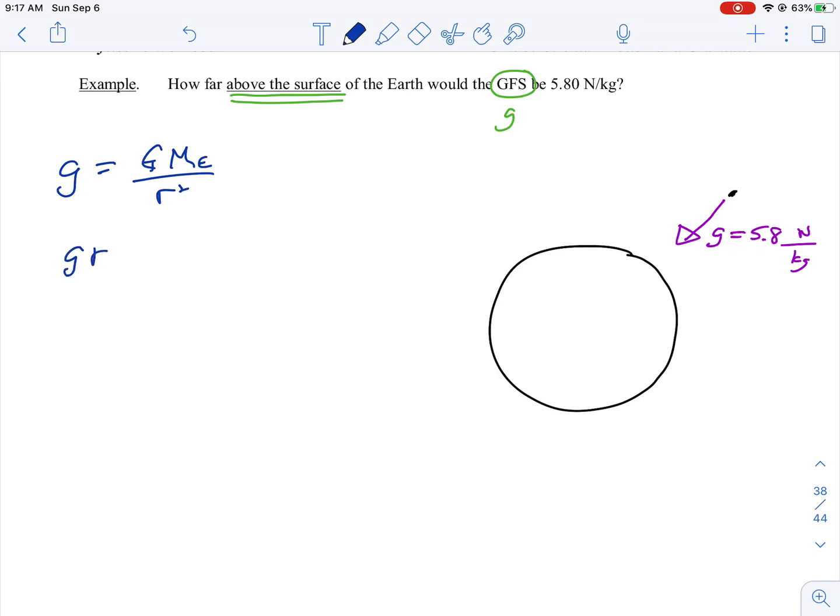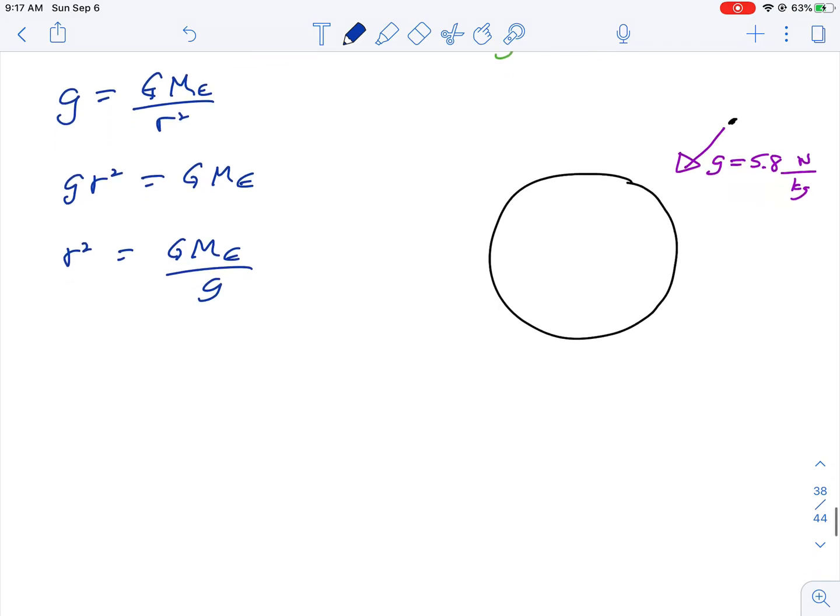We have g r squared is G big M_E, and then r squared becomes G big M_E over little g. So r, therefore, is going to be the square root of that: big G, big mass of the Earth, over little g.